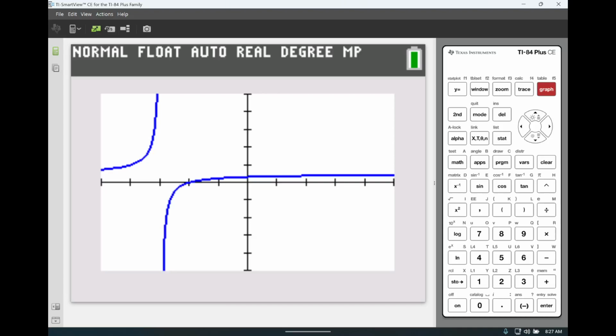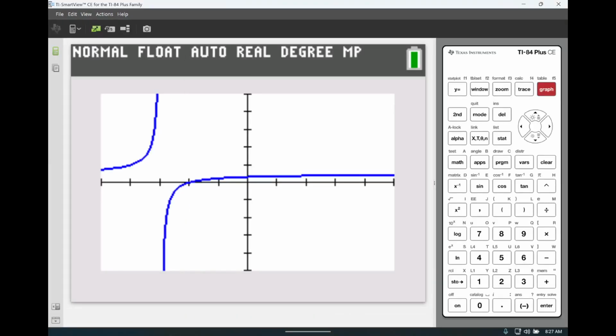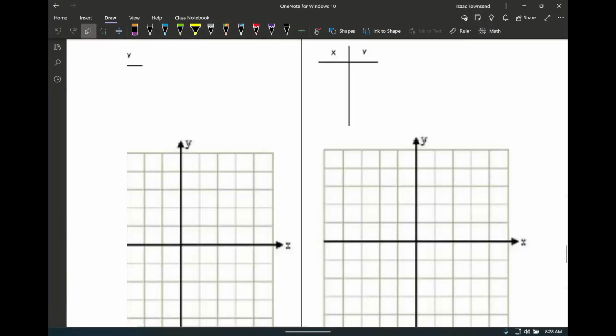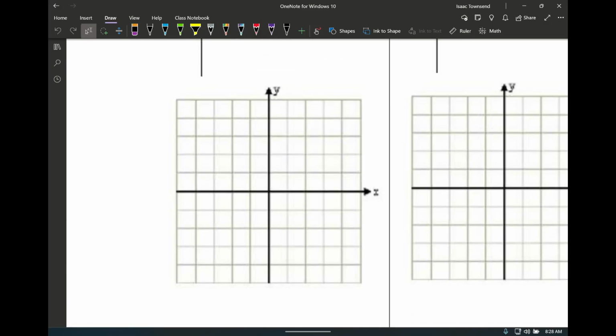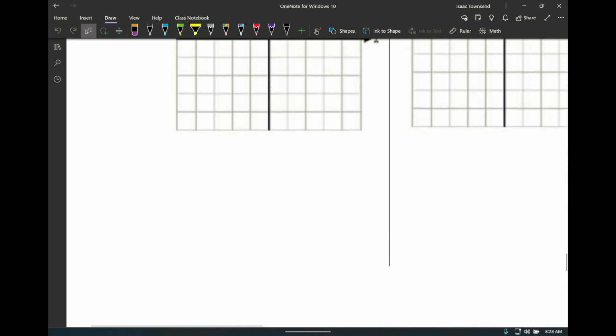Okay, so for this graph, I think this was question 12. Any parts of question 12 you'd like me to go over to help you get closer to that graph? Okay, I will graph one more for you. How many is there total here? 15 questions? 14. Okay.